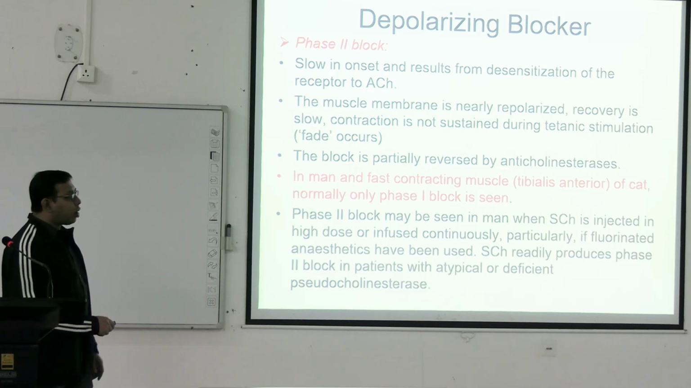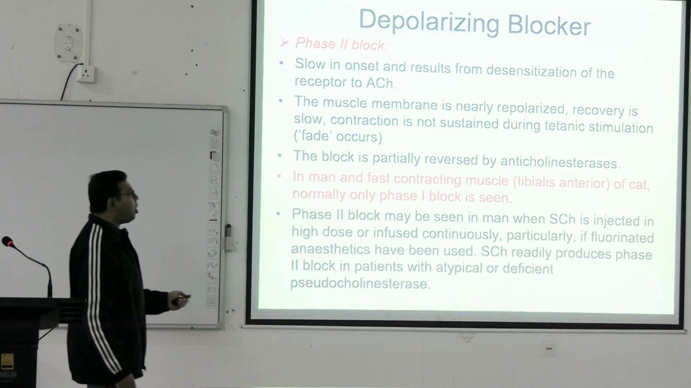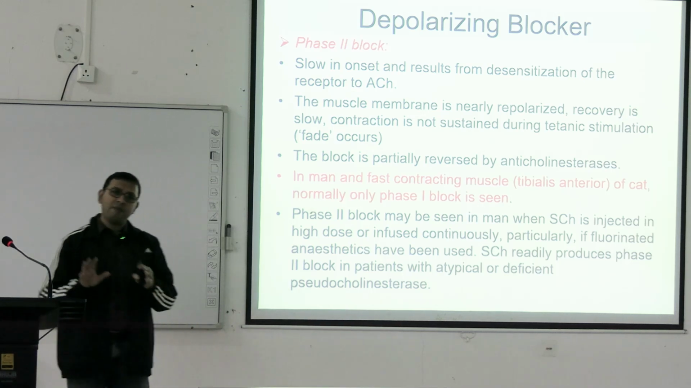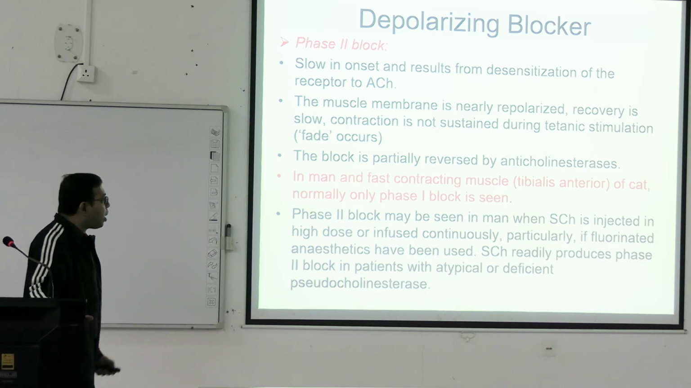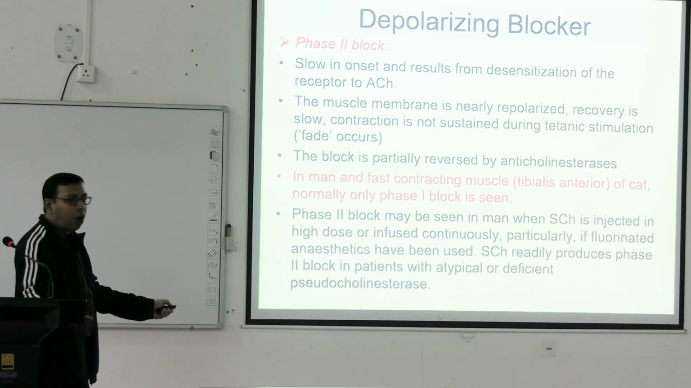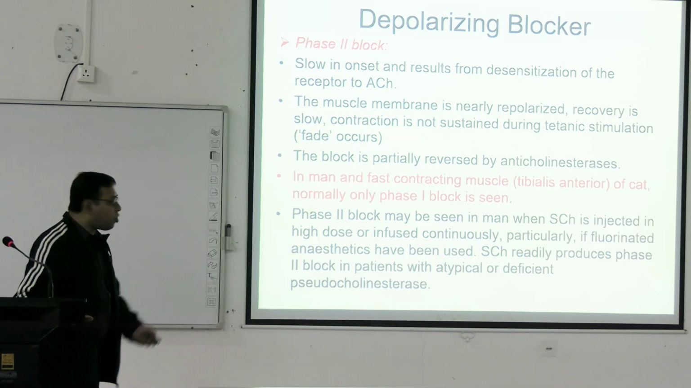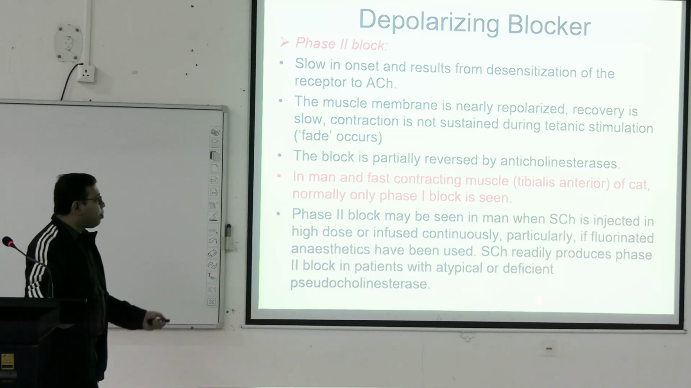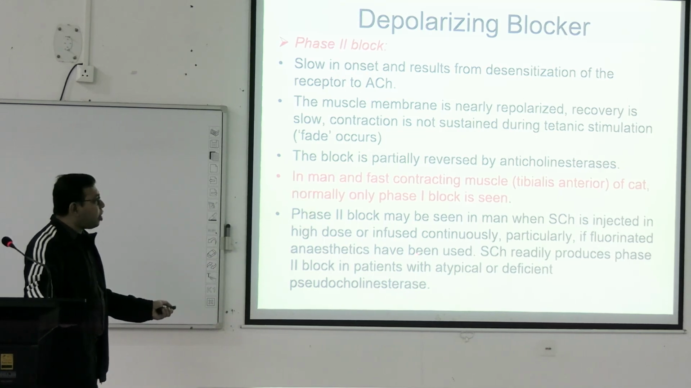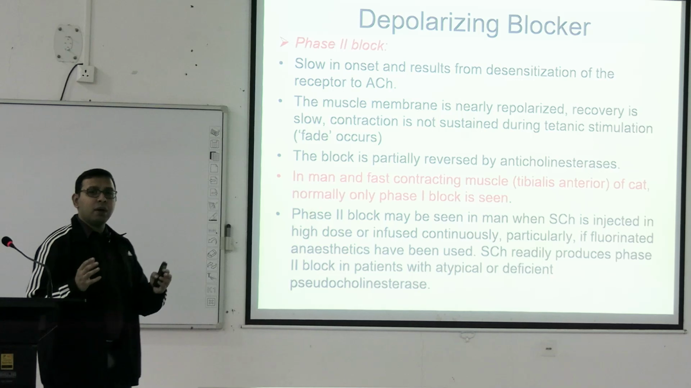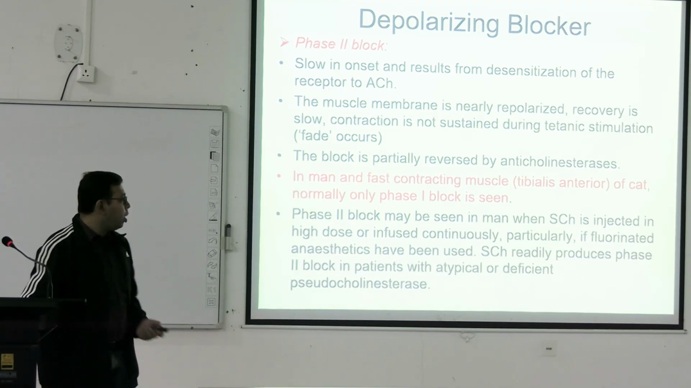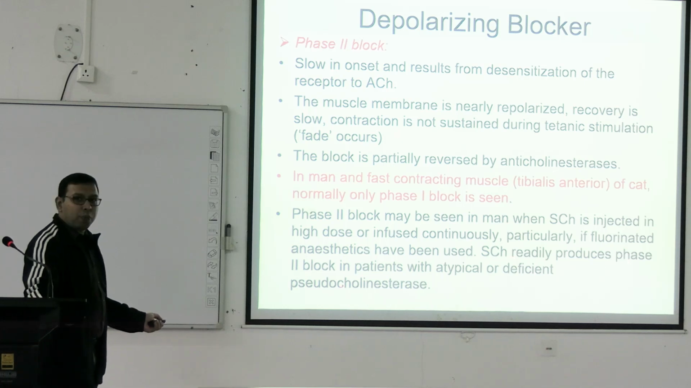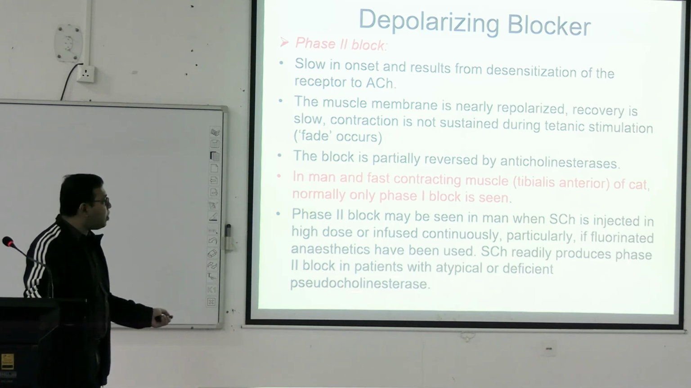In man and fast contracting muscle like the tibialis anterior of the cat, normally only phase 1 block is seen. But in those conditions I have discussed, phase 2 block can happen. The same thing: phase 2 block may be seen in man when succinylcholine is injected in high dose, very high concentration, or infused continuously. Particularly when fluorinated anesthetics have been used, since some anesthetics have drug interactions and the metabolism is compromised, and more succinylcholine is available. Succinylcholine readily produces phase 2 block in patients with atypical and deficient pseudocholinesterase.